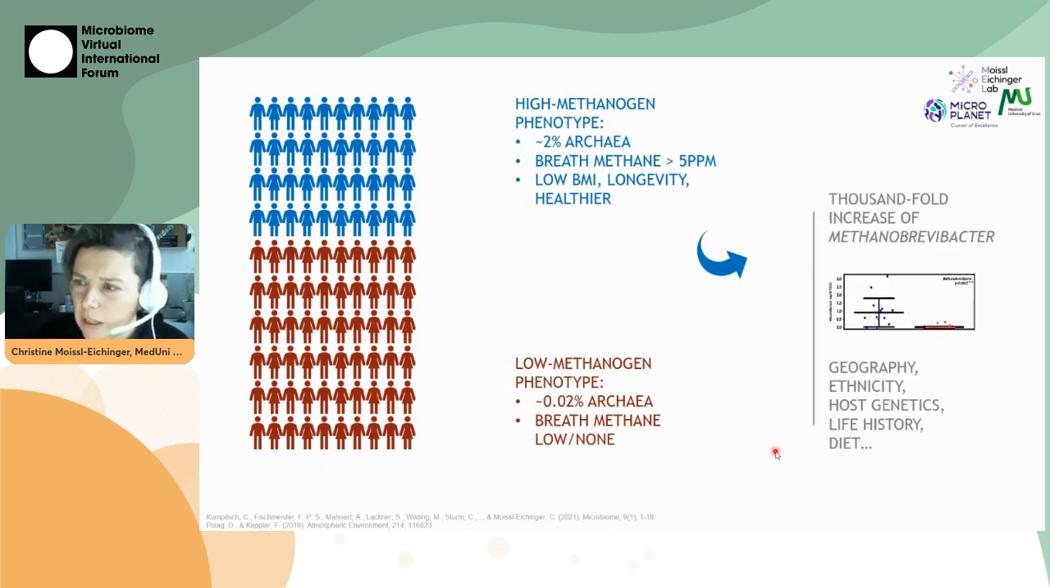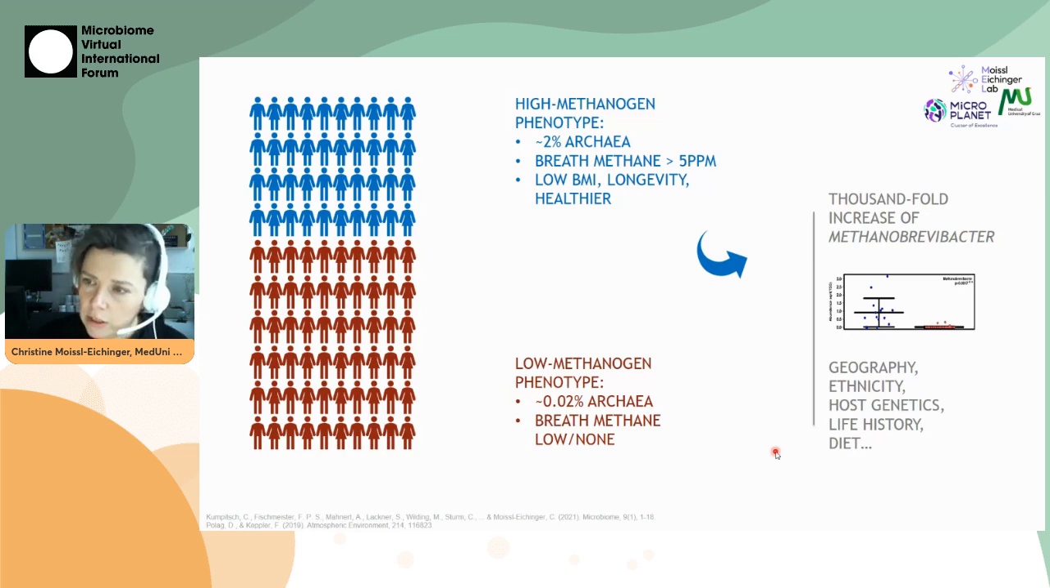So the human cows come with a 1,000-fold increase of Methanobrevibacter in their gut. The archaea make about 2% of the microbiomes. This is a really substantial amount. They produce methane that we can measure, more than 5 parts per million in their breath. They come with this lower BMI I just mentioned, and usually these people show longevity and they're having a healthier life. So this is really an interesting cohort.